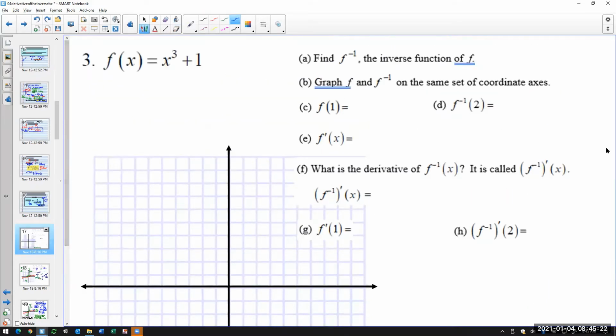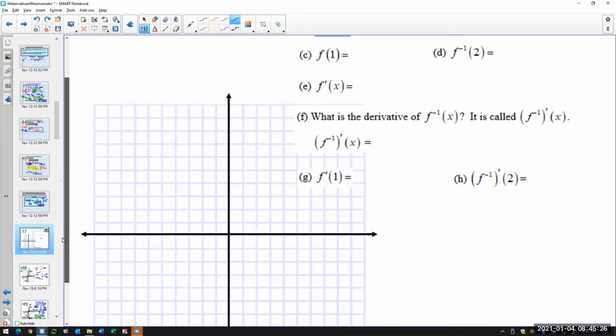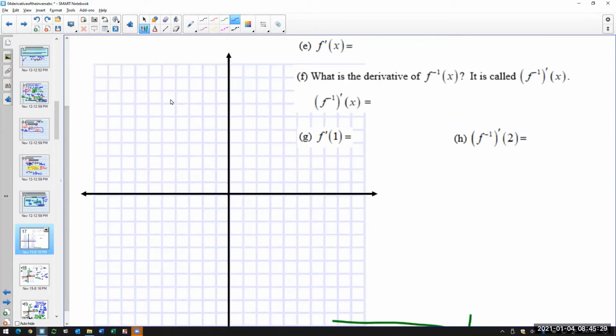Okay, so first of all, let's graph x cubed plus 1. I'm going to graph f first. So I'm going to graph f of x is equal to x cubed plus 1. If I put in 0, I will get 1. So I have a point right there.